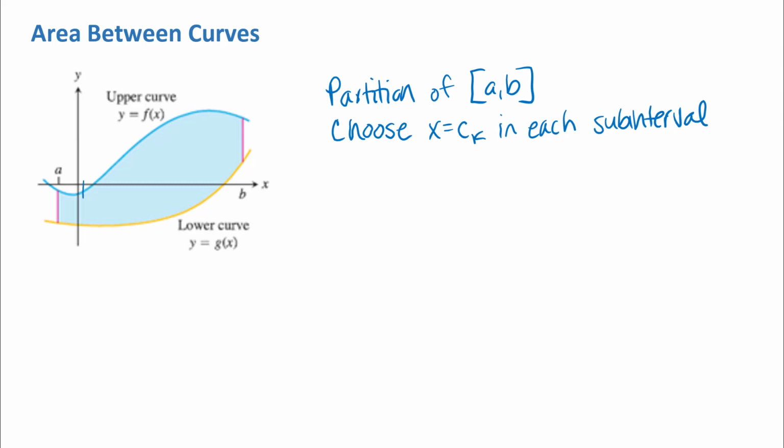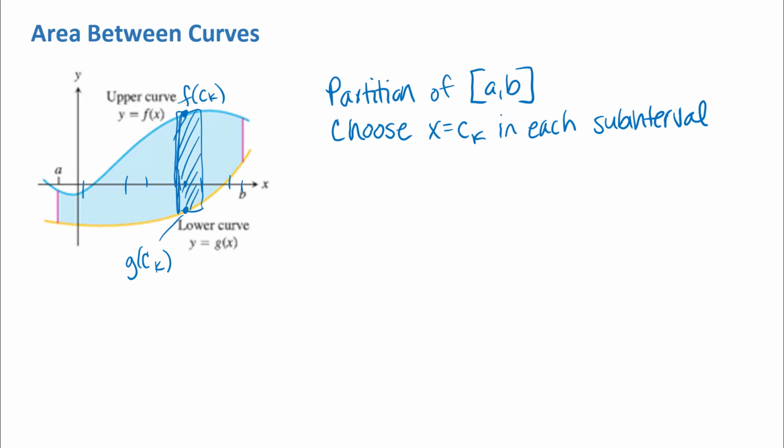Alright, so we're thinking about partitioning up this interval from a to b. So we've got all these little regions here. We pick a point c sub k within each of those. And then what we're going to do is build rectangles that go basically from the top curve to the bottom curve. So we use that x equals c sub k to get a y coordinate on each of those curves. So we've got an f of c sub k on the f function curve and a g of c sub k on the g function curve.